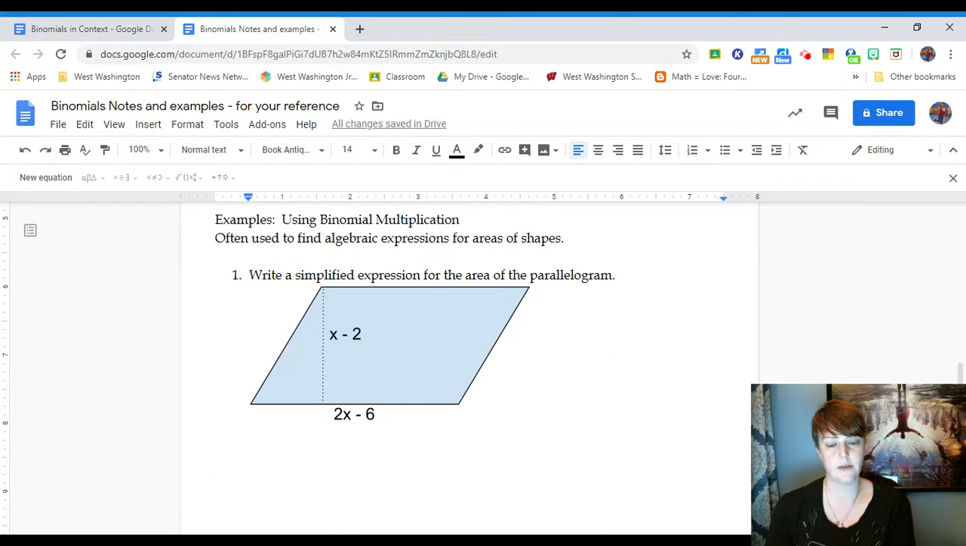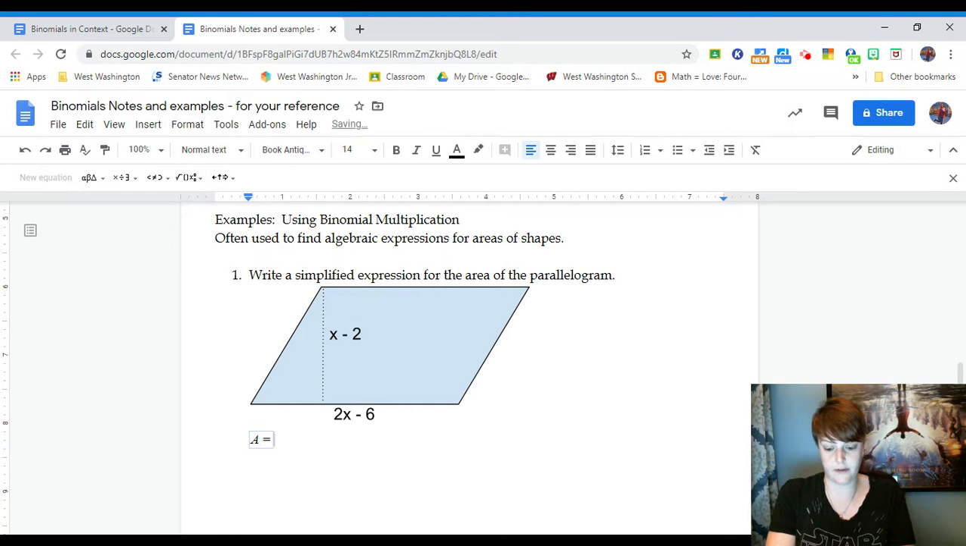Usually whenever we're using the binomial multiplication, we are using it to find area of some kind of two-dimensional figure. So here we're looking at a parallelogram. And the parallelogram has an area formula of base times height, and that is perpendicular height. And so the area here would be the base, which is 2x minus 6, and then times the height, and that perpendicular height is x minus 2.